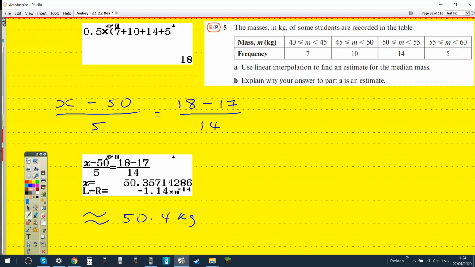So they're saying, you just assume that they're evenly distributed. Like these 14, the first is very close to 50, the last is very close to 55, and each one is an even step all the way through. Any questions there? No. Okay. So X minus 50 out of 5. 18 minus 17 out of 14.